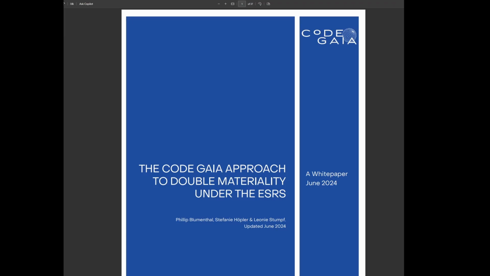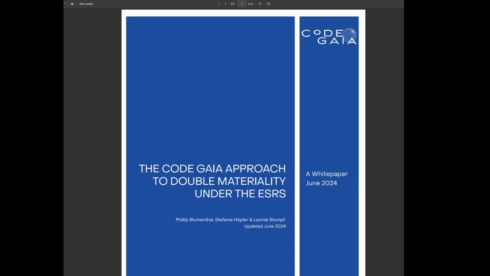It was first published at the start of this year, but we've updated our approach and we are publishing an updated version. There are two main reasons why we make this publication public. The first being that we are a software provider and we have a software tool which takes clients through the double materiality process. And we want that process to be as transparent as possible.